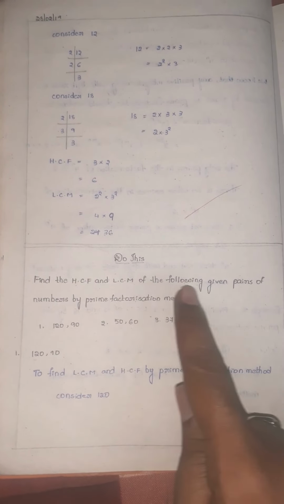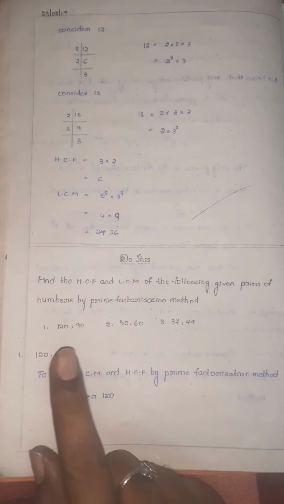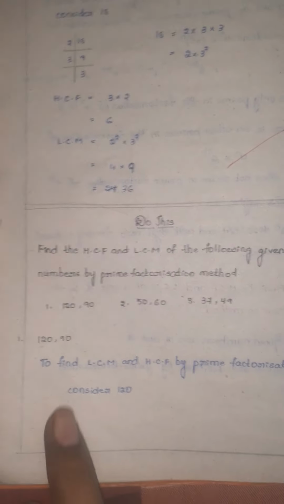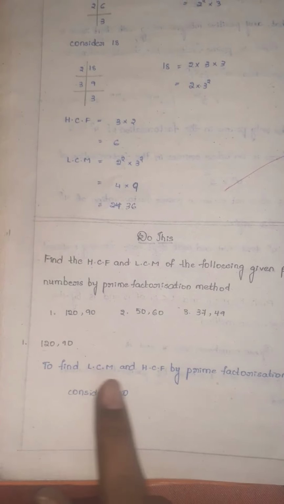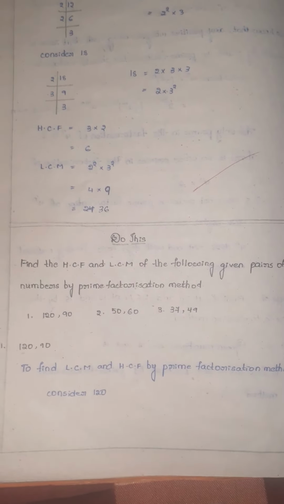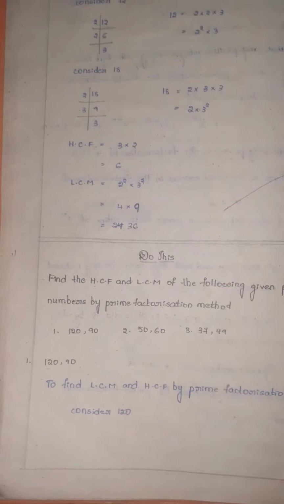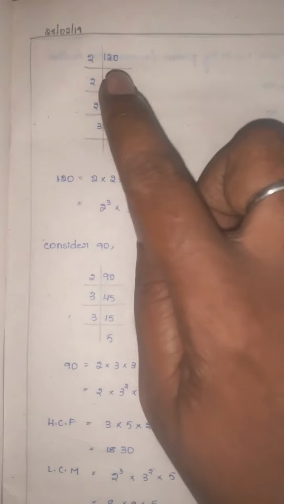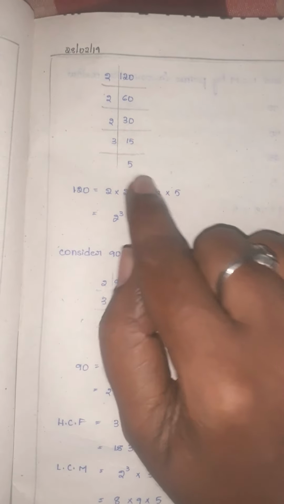Find the HCF and LCM of the following given pairs of numbers by prime factorization method. Same process. So they have given some questions. 3 questions are given. The first question is 120, 90, to find LCM and HCF by prime factorization method. The first number is 120. So 120 means 2 60s are, 2 30s are, 2 15s are, 3 5s are.